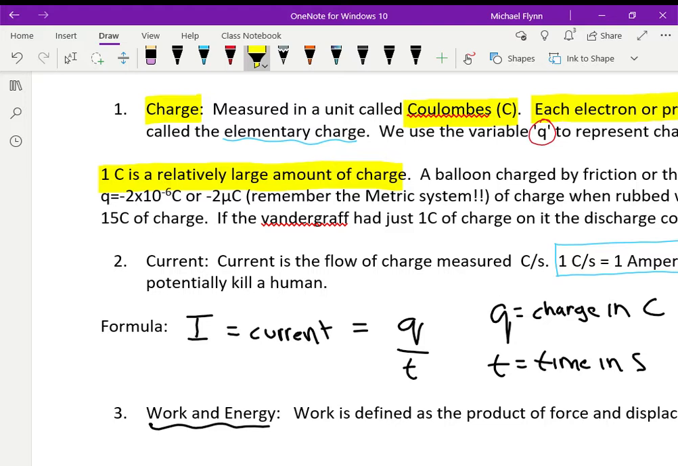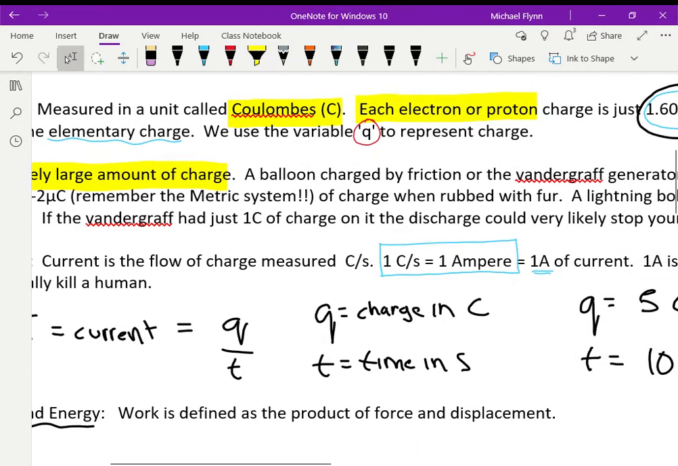A lightning bolt might have 15 coulombs of charge. That's a typical lightning bolt. So that's only 15 coulombs. So 1/15 of a lightning bolt would be 1 coulomb. And you can imagine that that could be a very deadly discharge if it were to discharge into you.